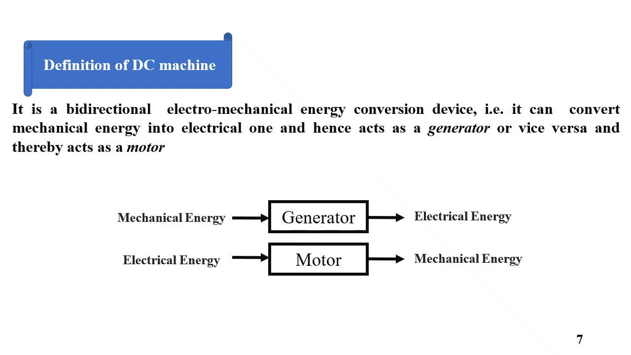We will begin with the definition of DC machine. The DC machine is a bidirectional electromechanical energy conversion device. It can convert mechanical energy to electrical energy, acting as a generator, and vice versa, where it acts as a motor. It can convert electrical power to mechanical power. If the input is mechanical power and the output is electrical power, it acts as a generator. And if the input is electrical energy and the output is mechanical energy, then it acts as a motor.